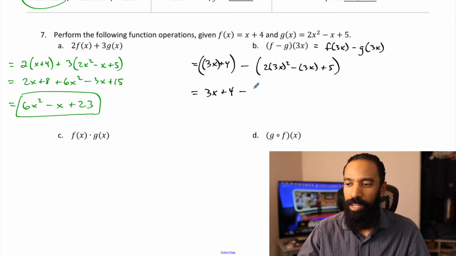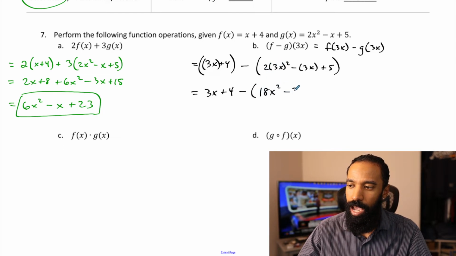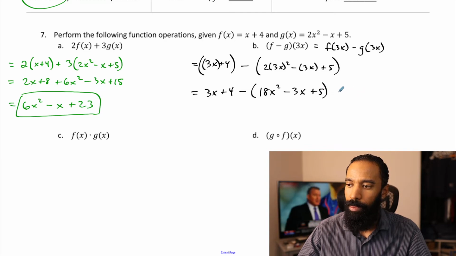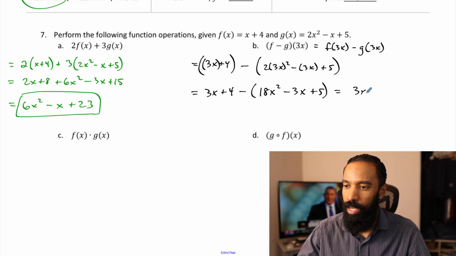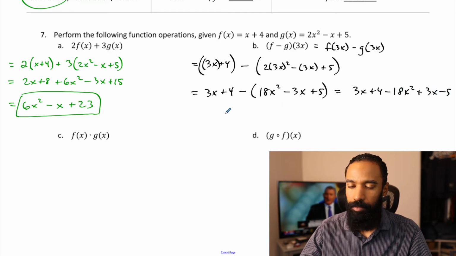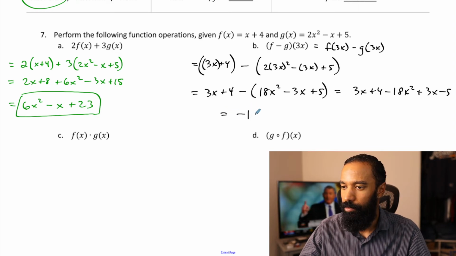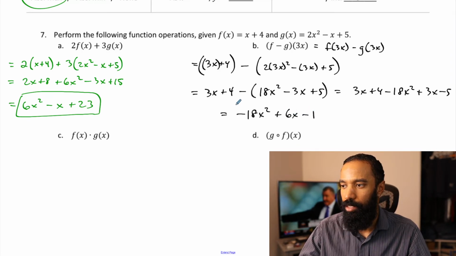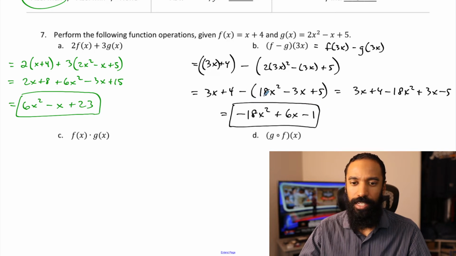Now, we are going to be distributing that negative. Let me first clean this up. 3x quantity squared is 9x squared, times 2 is 18x squared. And then minus 3x plus 5. So now we distribute that negative and we get 3x plus 4 minus 18x squared plus 3x minus 5. My standard form will look like negative 18x squared plus 6x minus 1. If all went as hoped, it should be just that.